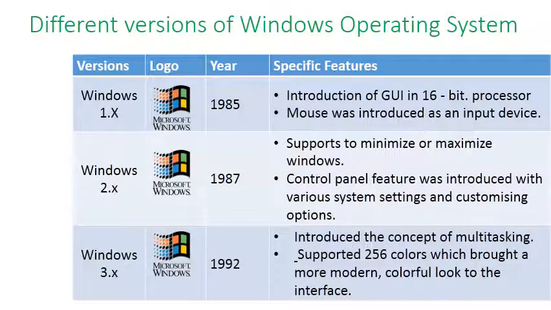Next, different versions of Windows operating system. First, Windows 1.x was developed in the year 1985 and mouse was introduced in that year. Next, Windows 2.x was developed in the year 1987 and the control panel feature was developed during that year. Next, Windows 3.x was developed in the year 1992 and the concept of multitasking was introduced. And next, color monitors were also introduced during that year.